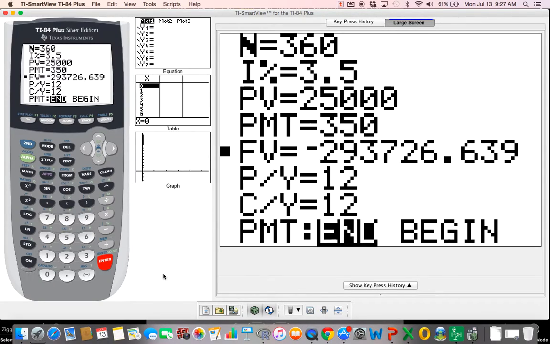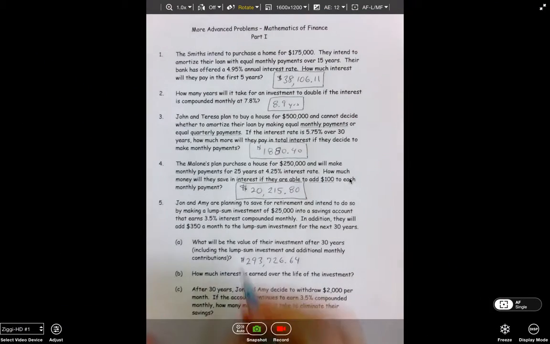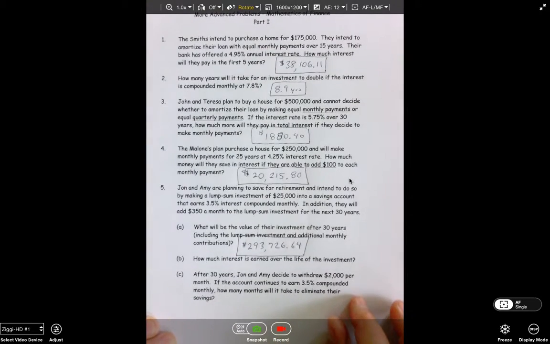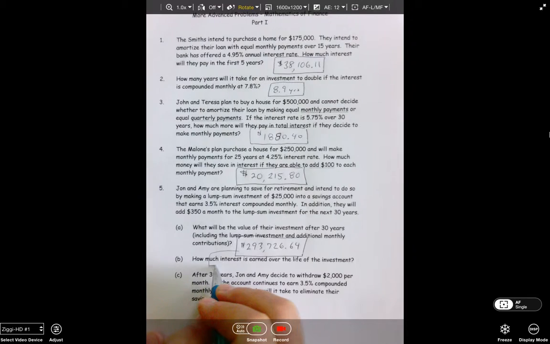Now, the next question we get on the handout, so I just put that answer right there, is $293,726.64. Now, the next thing is how much interest is earned. Well, this is the same thing we talked about earlier.